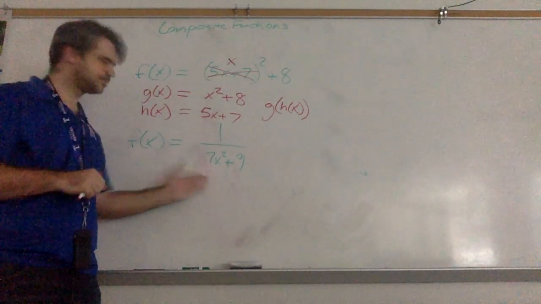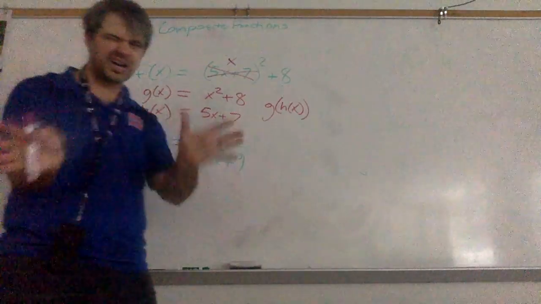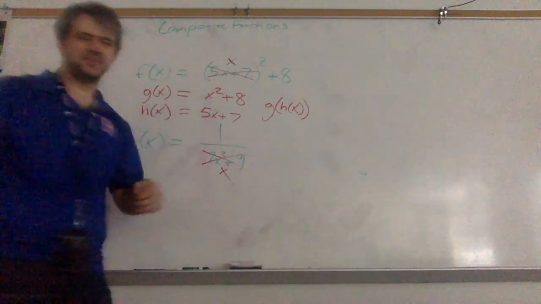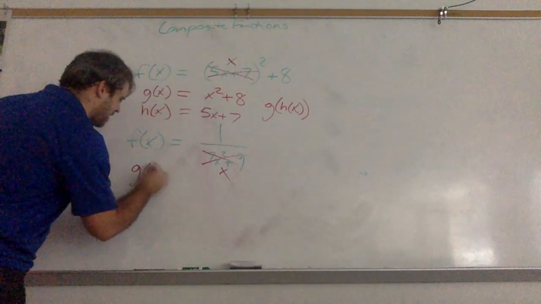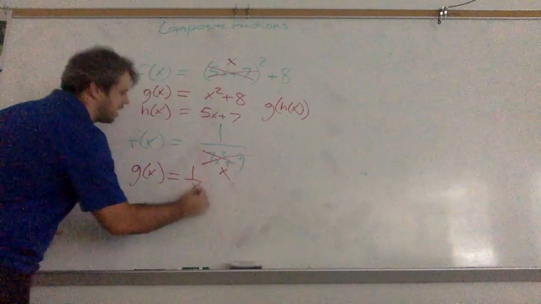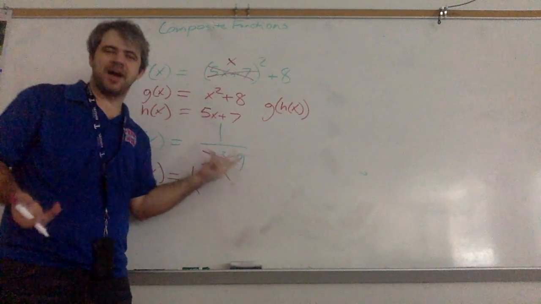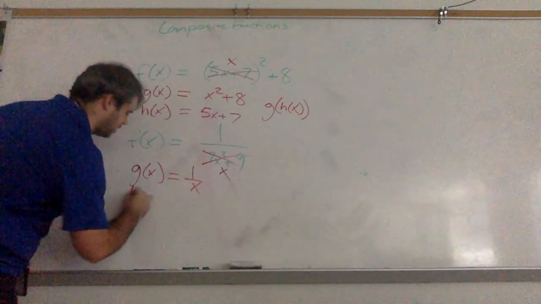Let's look at this one. Okay, same thing. I've got this function. I'm like, it's too complicated. Let me just get rid of all this and just say x. Yes, that's much simpler. So I'm going to say my g of x is 1 over x. But that's not allowed. I need my other function to put in for that.